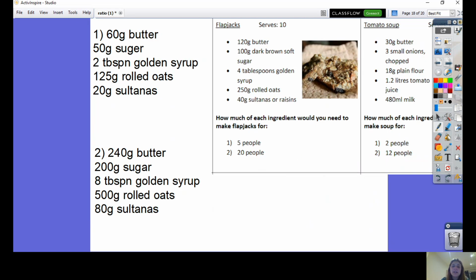For the next group of questions, this is the band 2 one for the flapjacks. To get from 10 to 5, you need to half it. So all of these amounts needed to be halved. And then to get from 10 to 20, you're doubling it. So everything has been doubled for the second set of answers. Mark each ingredient as you go like that.